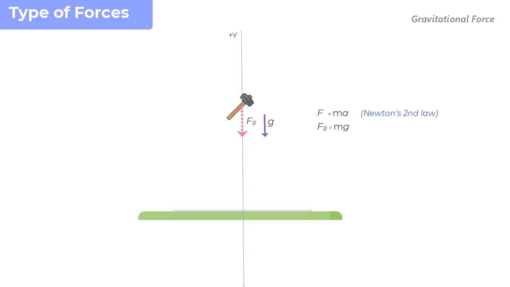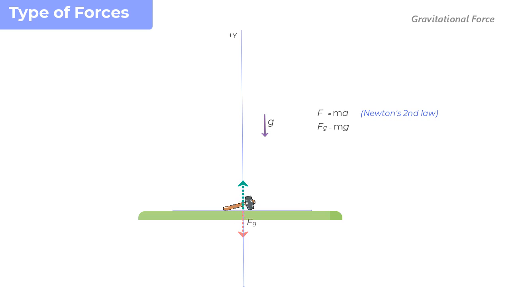Now, something you must remember is that this force of gravity doesn't disappear when the object is at rest. It still very much exists. It is just that it is cancelled by an equal and opposite force exerted by the table back onto it.